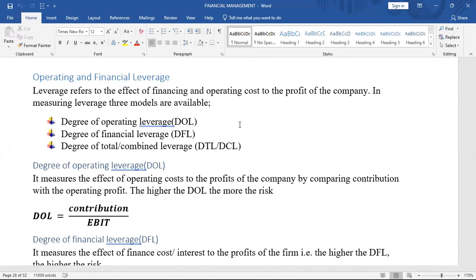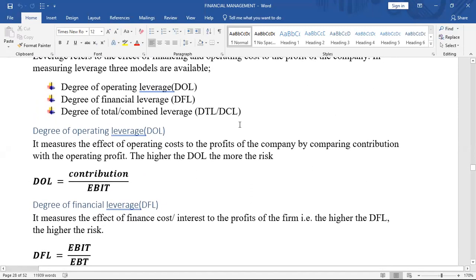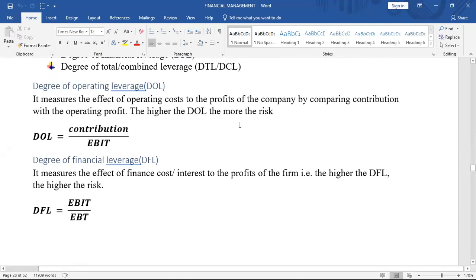In measuring leverage, three models are normally available. One, we normally use the degree of operating leverage. Two, the degree of financial leverage. Three, the degree of total or combined leverage. Let us start with the DOL, which measures the effect of operating cost on the profits of the company by comparing the contribution with operating profits. You just need to take the contribution.